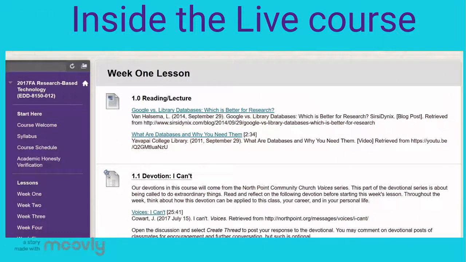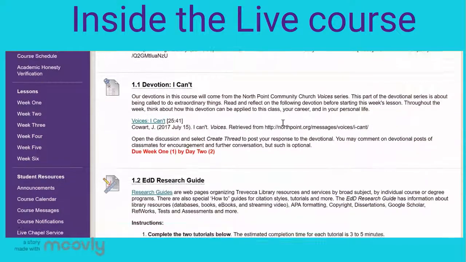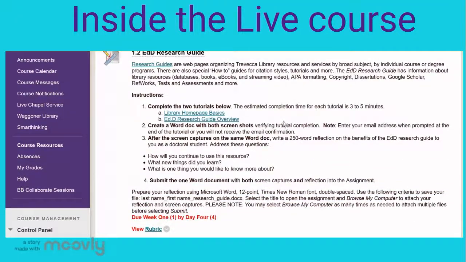This is what the storyboard looks like within the Blackboard course. It is following the template used by Trevecca CII for all online courses. So it begins with the readings and the lectures, followed by devotional, then the assignments, which include links.